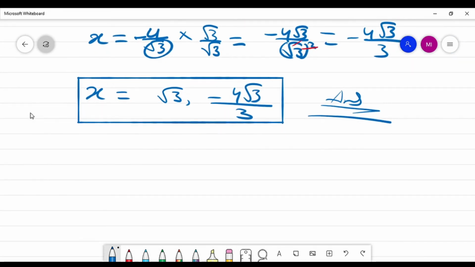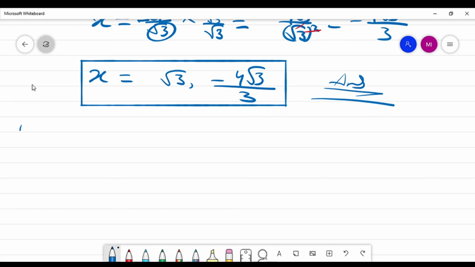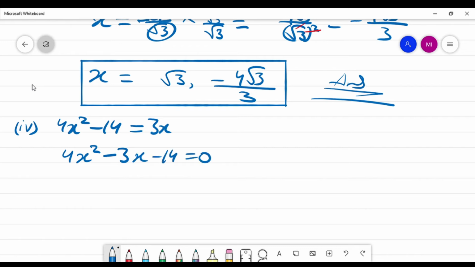Okay. Now we're done with part 3, so we're going to move on to part 4. Part 4 is 4x squared minus 14 is equal to 3x. So we get 4x squared minus 3x minus 14 is equal to 0 by sending 3x to the left-hand side. And now here a is equal to 4, b is equal to -3, and c is equal to 14.